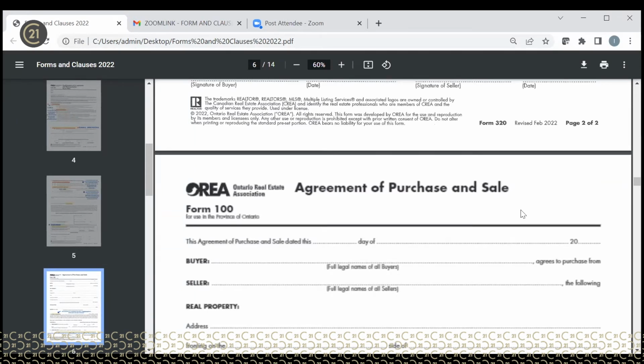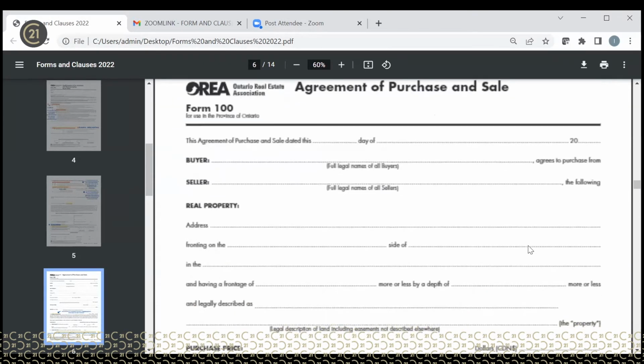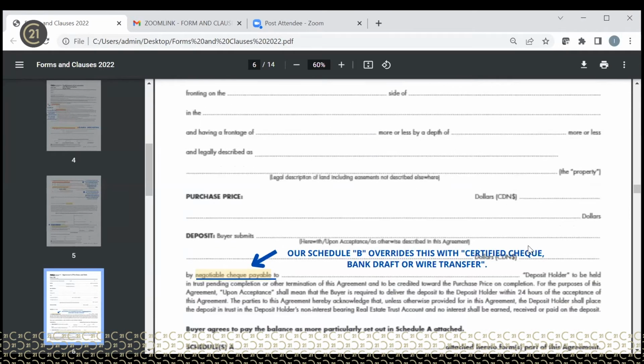Our next form that we're going to talk about, an area where we see confusion or where agents are not clear, is our agreement of purchase and sale. Our agreement of purchase and sale is quite specific about several things. First of all, our schedule: anything that you add to the agreement in the way of a schedule overrides pre-printed clauses. So be careful with that.